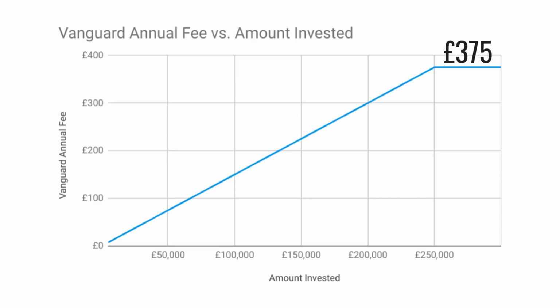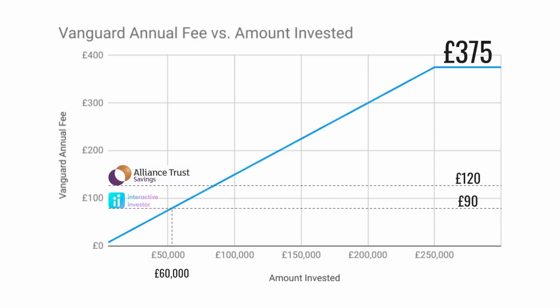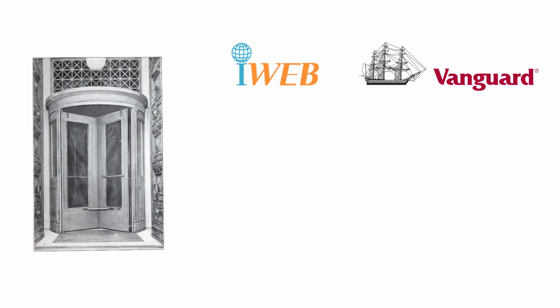But some of the account fees are charged completely differently, as a fixed cash amount each year. So for example, Interactive Investor charges you £90 per year, which means if the amount invested is £60,000, that would exactly equal the Vanguard fee. And in turn, if you invest more than £60,000, that means that IWeb's annual fee would be cheaper than Vanguard's. Alliance Trust charges you £120 per year, which means the account fee would be cheaper than Vanguard if you invest £80,000 or more.